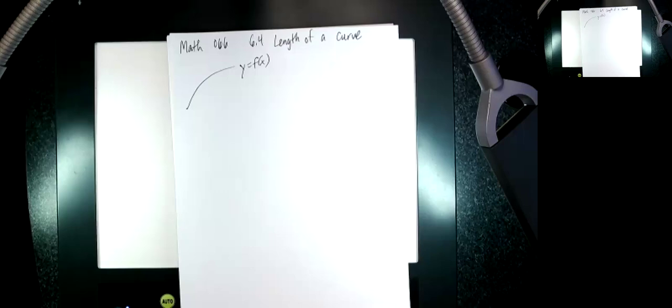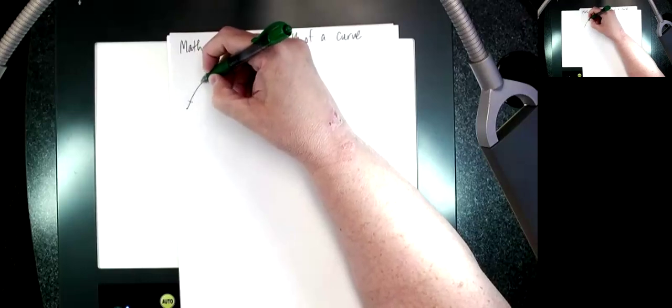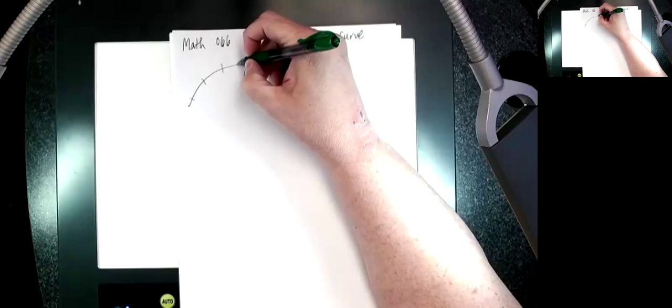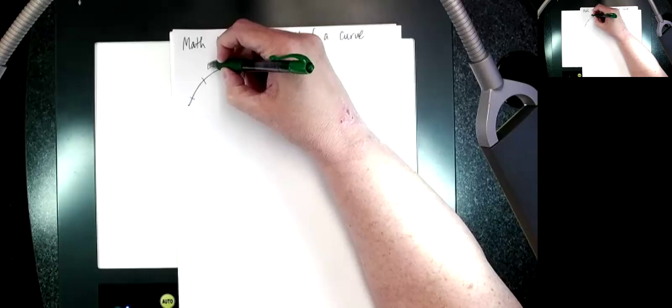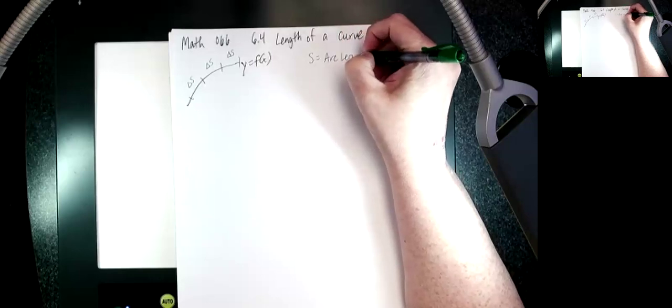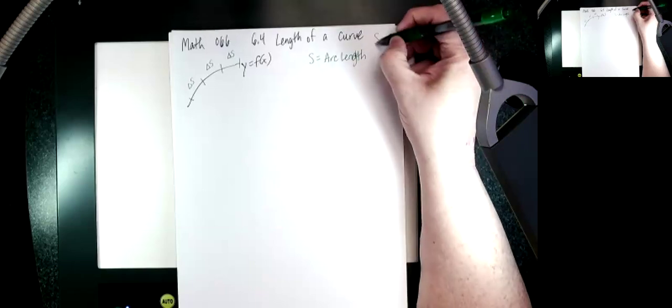So what we're going to do is slice this up into tiny pieces. I'm not going to make them so tiny for pictorial purposes, but we slice them up into tiny pieces, each with a width delta s. s is what we use for arc length. You know that from trig, if you took trig: s equals r theta on a circle.